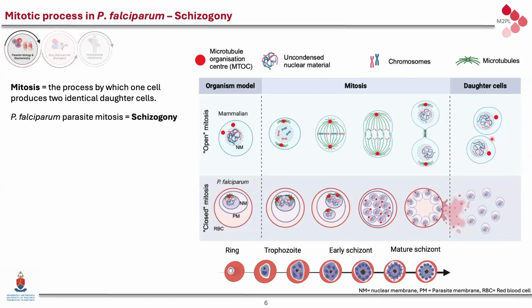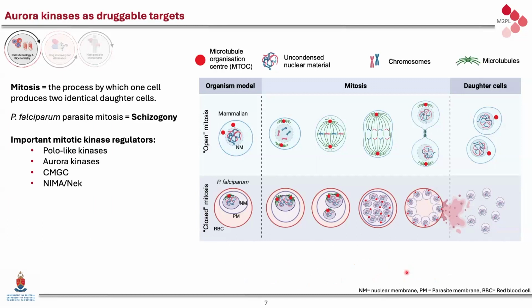This process is also known as schizogony. Starting from a ring stage parasite, the parasite transitions into a trophozoite stage, which then subsequently enters schizogony. Within this process, the parasite undergoes multiple rounds of asynchronous DNA replication and segregation to produce a multinucleated parasite, also known as a schizont, which can contain up to 32 individual nuclei. These nuclei are then packaged into individual merozoites.